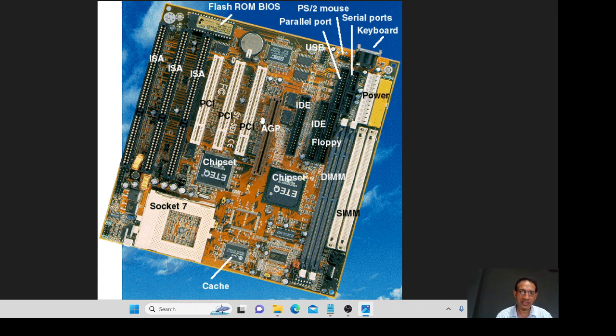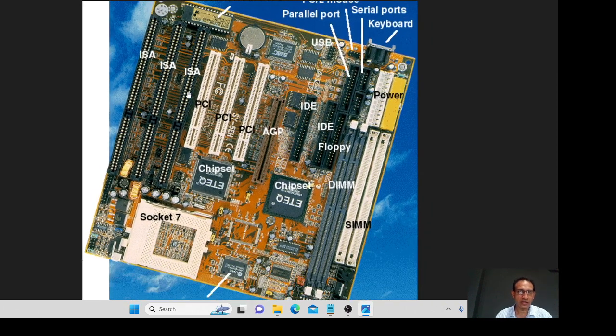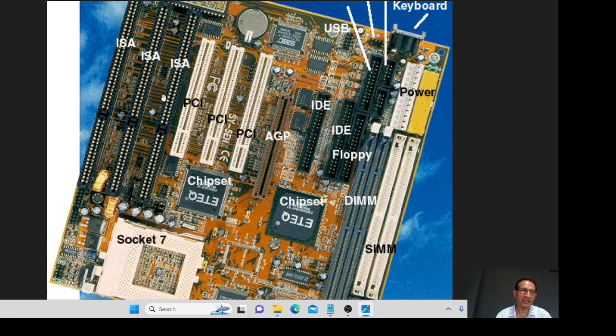Bus is what? Bus is the data path of the motherboard. There are many buses in this motherboard. ISA buses, Industry Standard Architecture buses, are old technology and the speed is very low. The next bus is PCI, Peripheral Component Interconnect. Those buses are faster than the ISA buses.